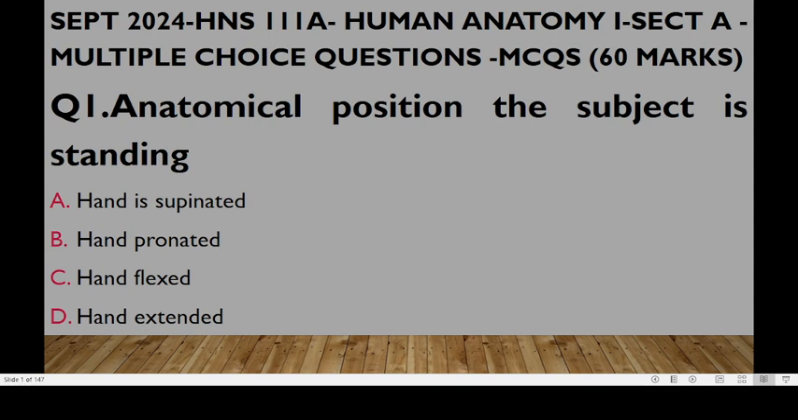This was the sample paper for the 2024, right? This was the period between September to December 2024, right? So let's get right into it.